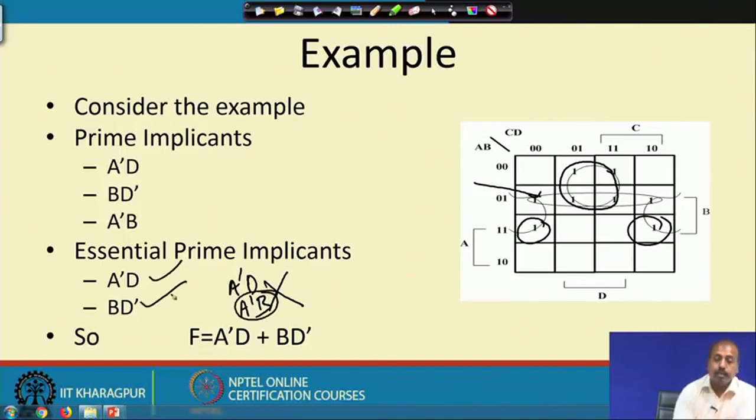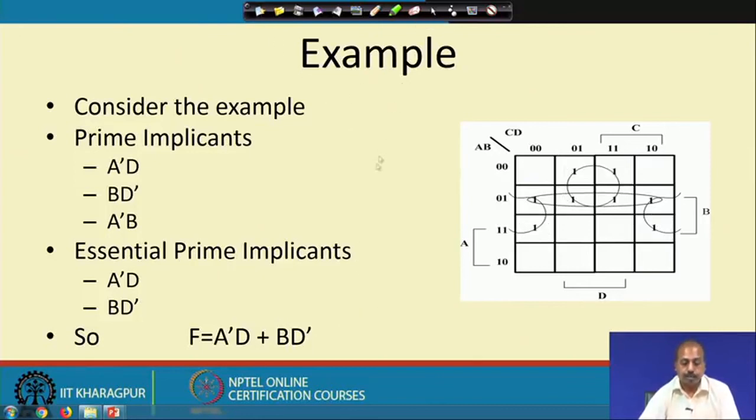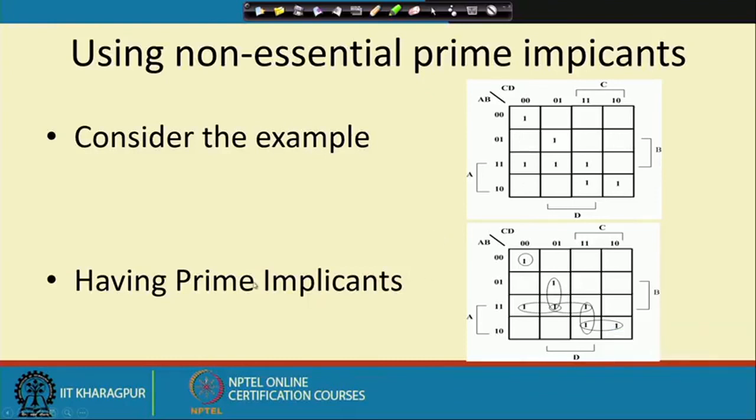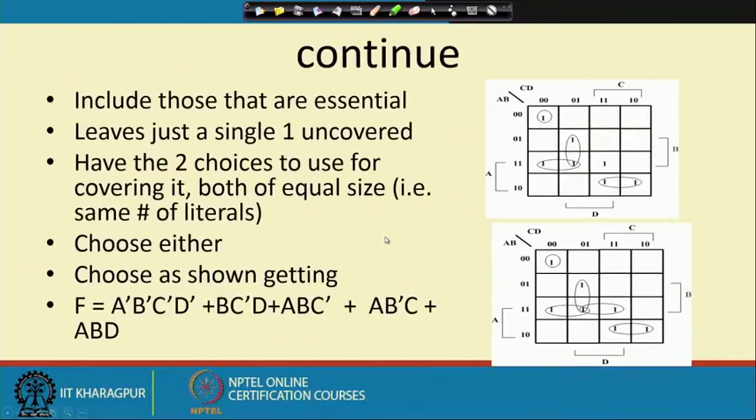So, we have got A bar D and B D bar as essential prime implicants. So the minimum form is A bar D plus B D bar. So essential prime implicants we cannot remove. Non-essential prime implicants: sometimes if you take this example, you see that if you take only prime implicants, you will get a grouping like this. Okay. But you see that this particular one is covered more than once. So that way we are taking some non-essential prime implicants.